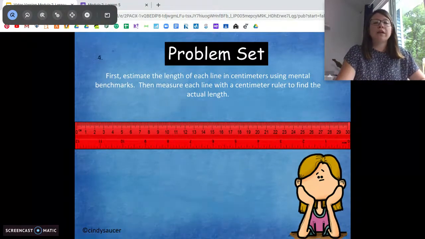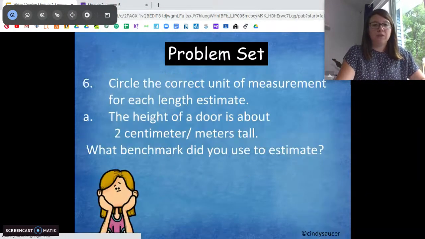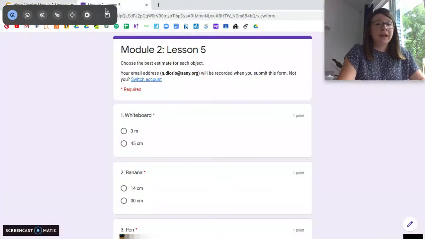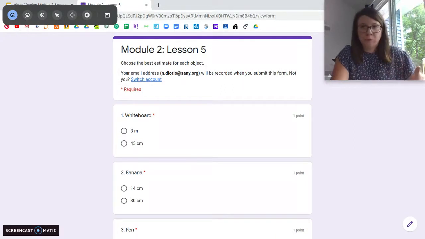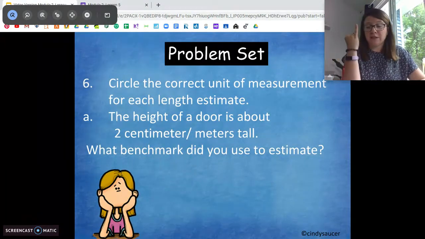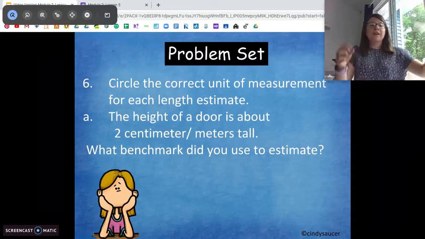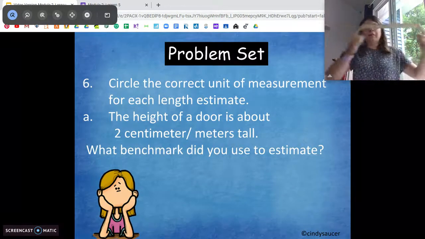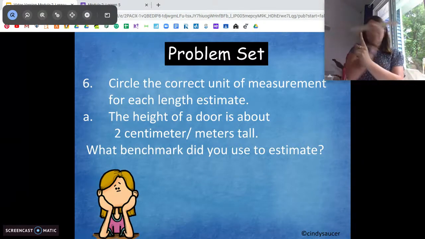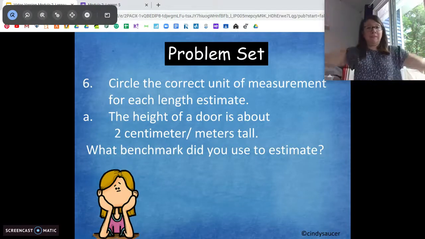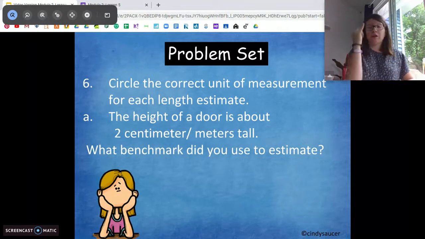So for your exit ticket for today, what you're going to need to do is decide what's a better estimate for these objects. So remember, a centimeter is the size of your pinky. A meter is the length of 3 rulers. A little bit longer, actually. So 3 of these guys put together, okay? A meter is used for measuring really big objects, a centimeter, smaller objects.